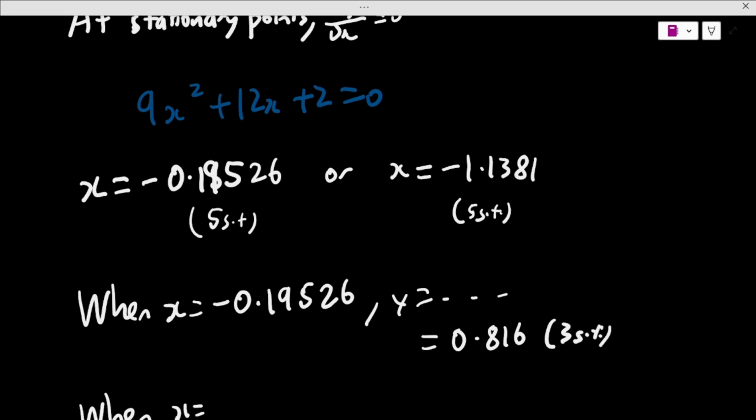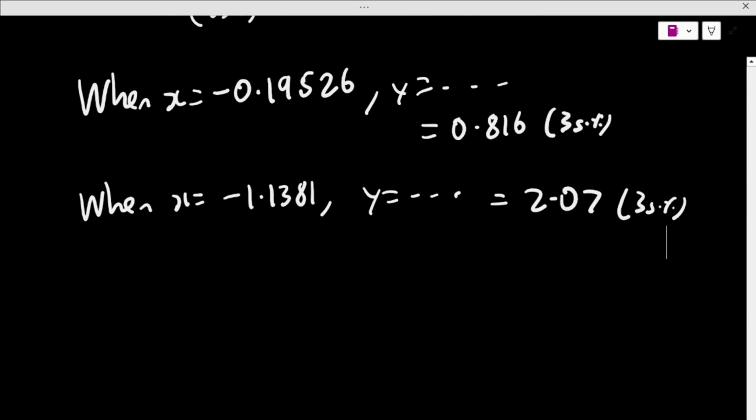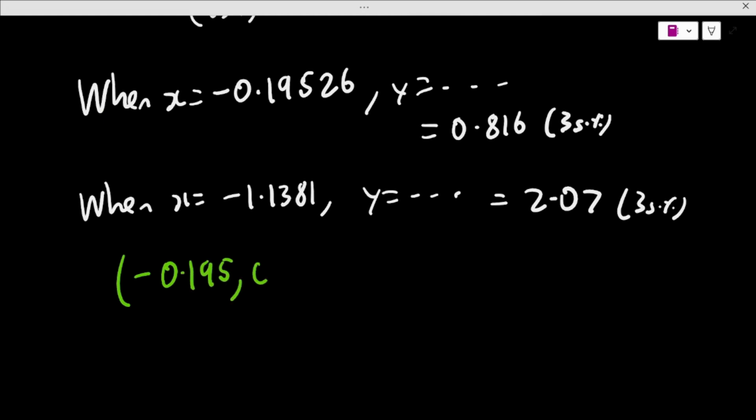When x is equal to negative 1.1381, y is equal to 2.07 to 3 significant figures. Okay, so now we know the stationary points are going to be at negative 0.195, 0.816, and also negative 1.14, 2.07.